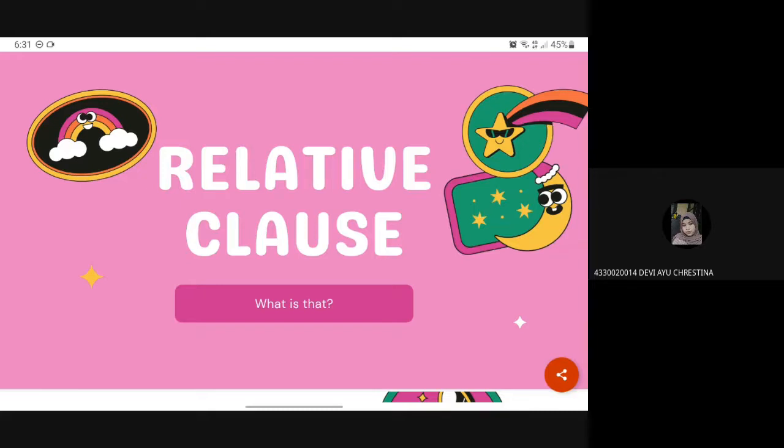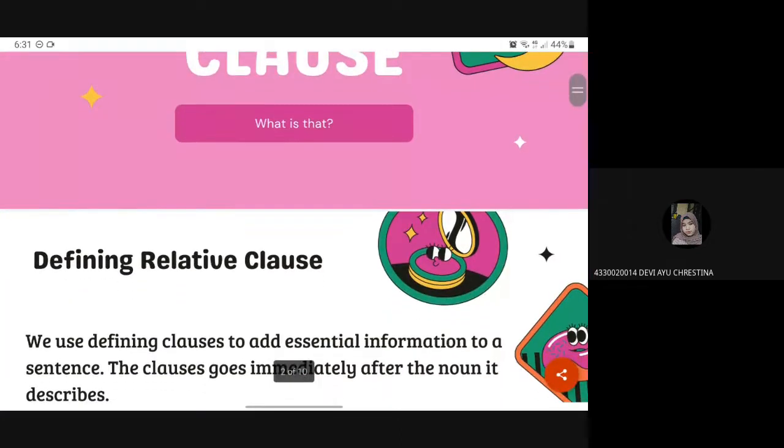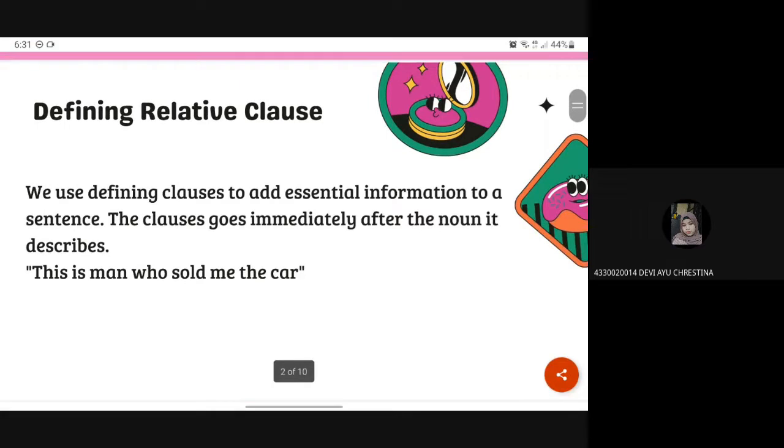We will explain about relative clauses. What is a relative clause? In relative clauses, we have two types: defining relative clauses and non-defining relative clauses. The non-defining relative clause will be explained by my friend Devi Ayu.